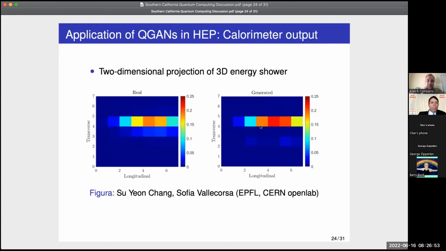Another problem we are working on is the reproduction of images that come from experiments in particle collisions, especially in calorimeters, the detectors they have at the accelerators. This had already been tackled before I joined the project by people from EPFL and from CERN Openlab. The idea was to use generative adversarial networks, but in their quantum version. Before I joined the project, they were able to reproduce the average image of the calorimeter energy deposit.